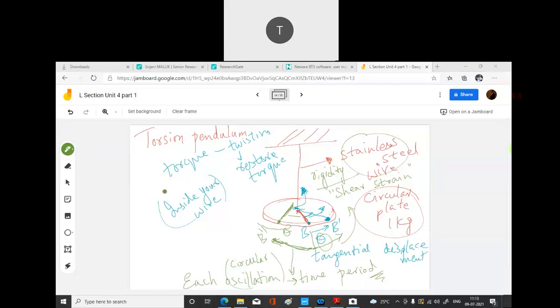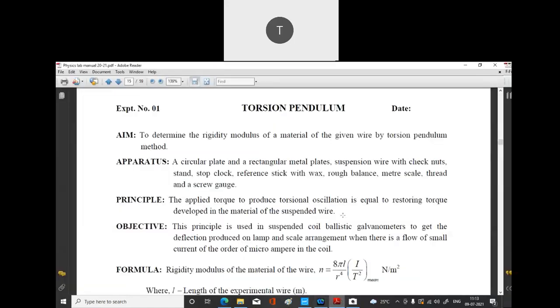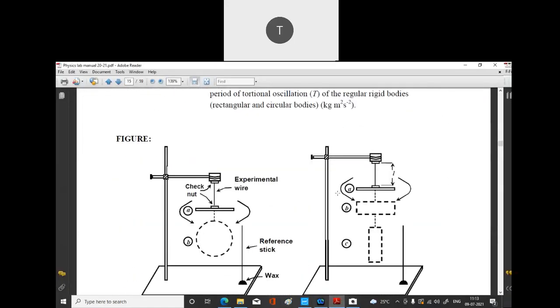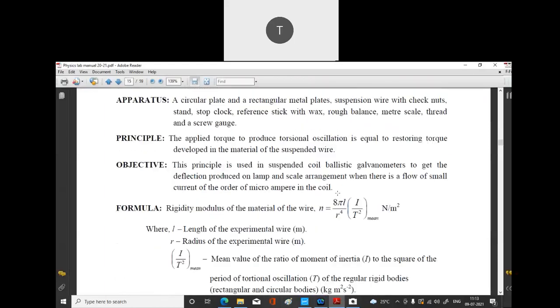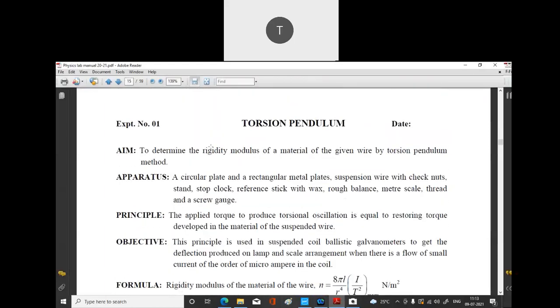Okay. So now what we will do is we will see how to do that, how to go with this experiment. I'm going to come back here, and then I will show it here. So the aim of this experiment is to find the rigidity modulus of the given wire. We have a wire, as I told, and we use this wire to suspend the weight.